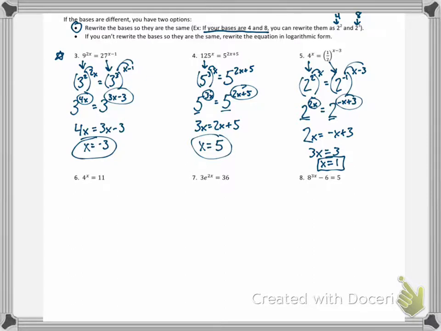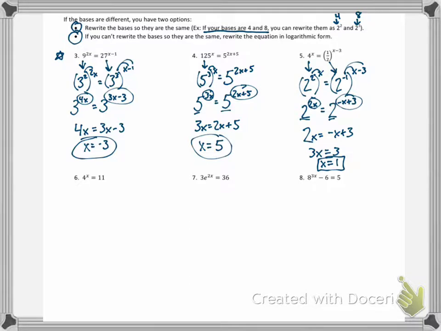Now the second way is if you can't rewrite the bases so that they're the same. So if you look at 6, 7, and 8, now we'll talk more about 7 and 8 in a second because they've got a couple of extra little algebra steps in the way. But let's look at 6.